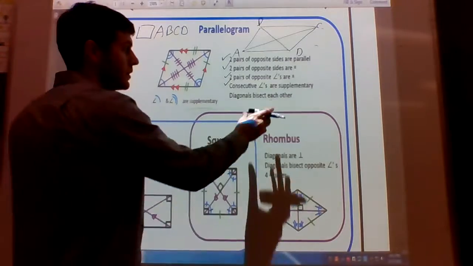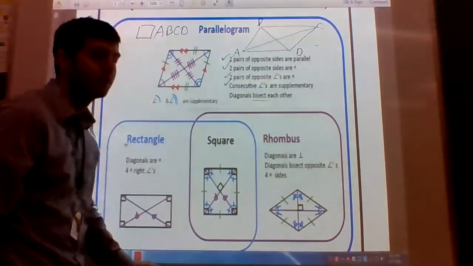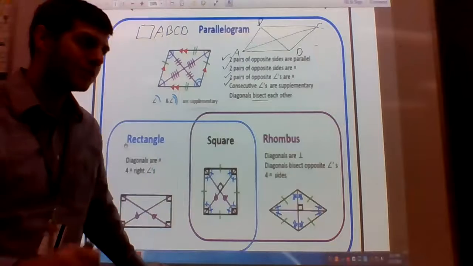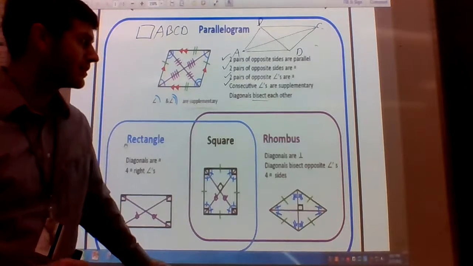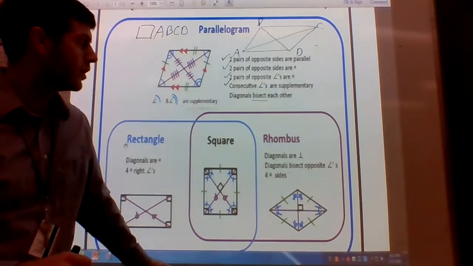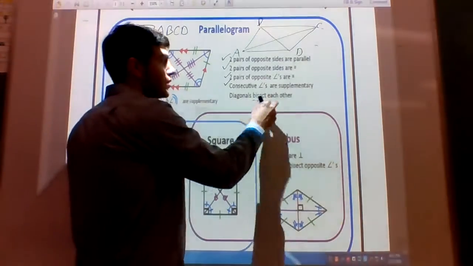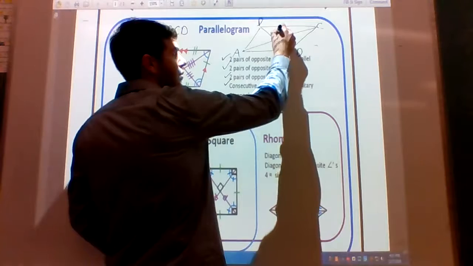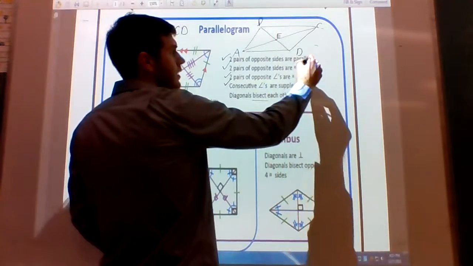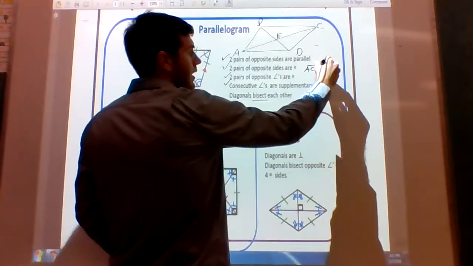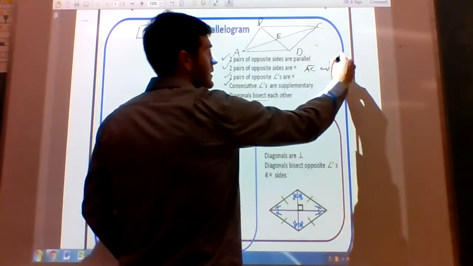Okay. And what does it mean that they bisect? We talked about bisect before, but you guys still aren't totally on board with the idea of bisecting, which is concerning, but let's try and fix it now. You have diagonals, and they bisect each other. So let's say they intersect at point E. Our diagonals are AC and BD.